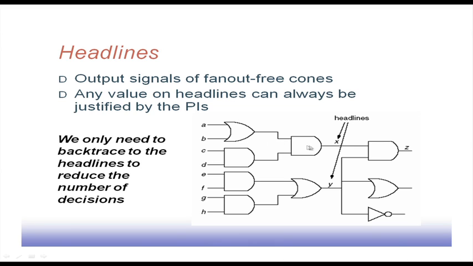What is required is that when we are backtracking, we need to backtrace only up to the headlines, because once we are here, we know that this is combinational logic. So this can always be set to the desired value. Similarly, since this is a headline, we can continue and come to this point. So whenever we are doing a backtrace, if we find that we have reached a headline, we do not need to backtrace further. This is the idea of the FAN algorithm. We will continue in the next class.